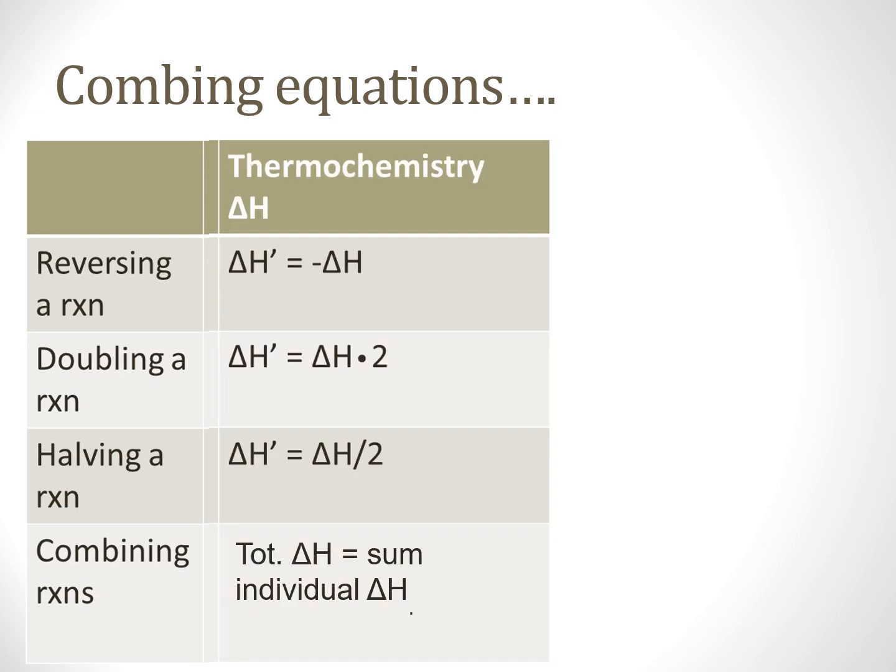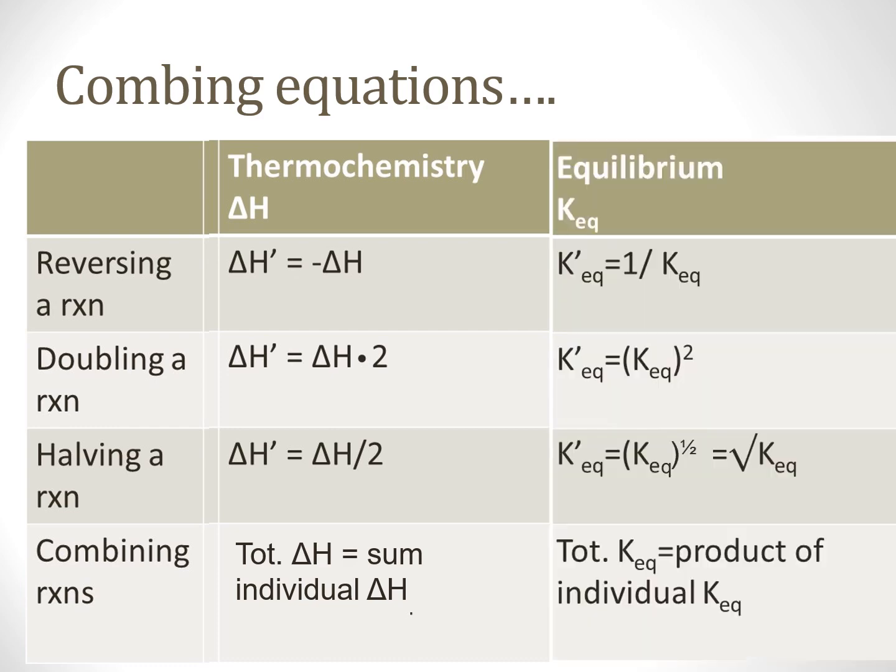What about the equilibrium constant? Unfortunately, it's similar, but different enough that you can get confused. Okay, so when you are reversing a reaction, the equilibrium constant of the reverse reaction is going to be the reciprocal. Basically, it's like shifting from adding and subtracting to multiplying and dividing. So if you are doubling the reaction, you need to square.